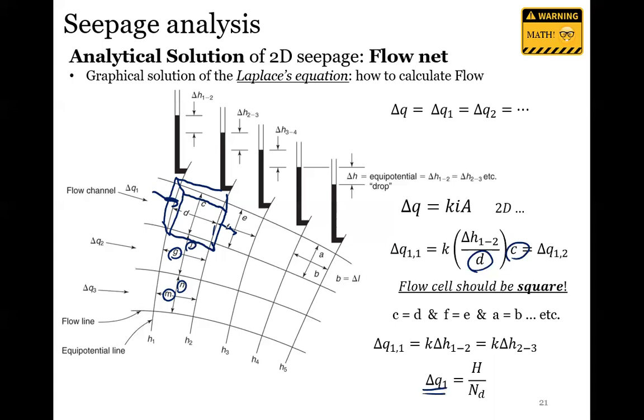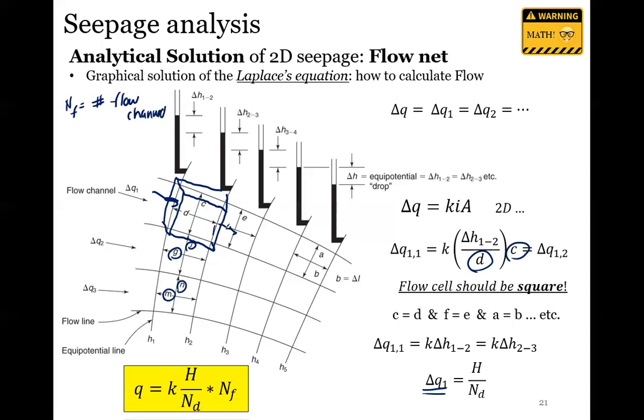If we want to find our change of flow for all of the cells, then we need to multiply it by the total number of flow channels. So the total number NF is our flow channels. NF here is equal to the number of flow channels, and ND is equal to the number of equipotential drops.